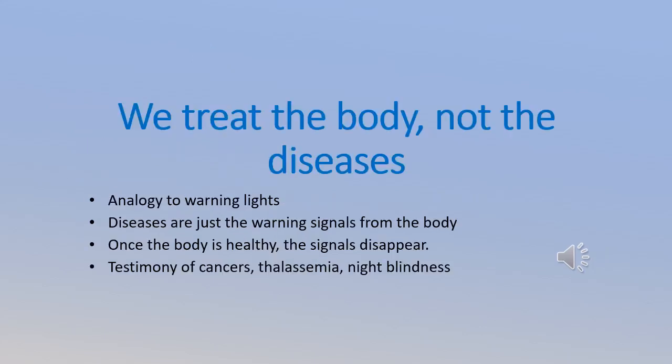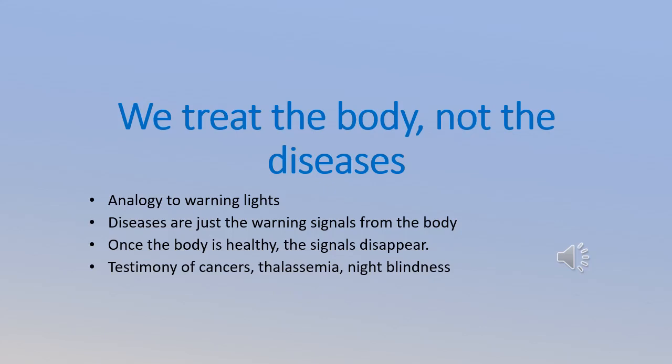Now, the next rule is we treat the body. We do not treat the disease. This is an analogy to the warning lights in your car. When you buy a car, sometimes there's something wrong with it, so there are some warning lights. What are you going to do with the warning light? You need to send the car to the mechanic to repair it, so that the warning light will disappear. You cannot tell the mechanic, remove the light, the light is hurting my eye. You cannot do that, you have to repair the car. When the car is okay, the light is gone.